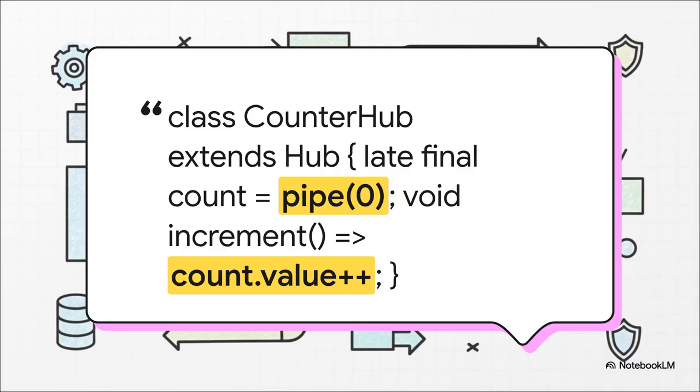It's really just a class that extends Hub. Inside, we create our count pipe and start it off at 0. Then we've got our increment and decrement methods that just change the pipe's value. But look closely. All the logic, the how things work, is tucked away right here. It's completely separate from the UI.